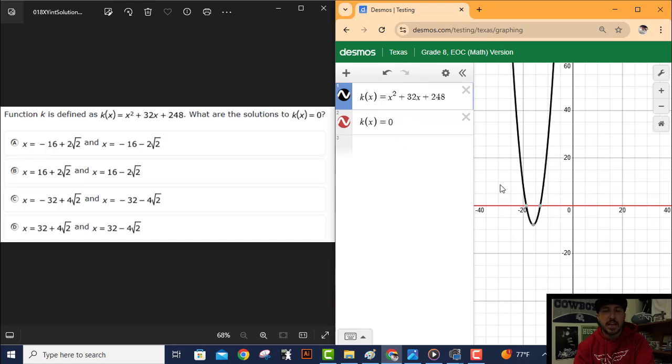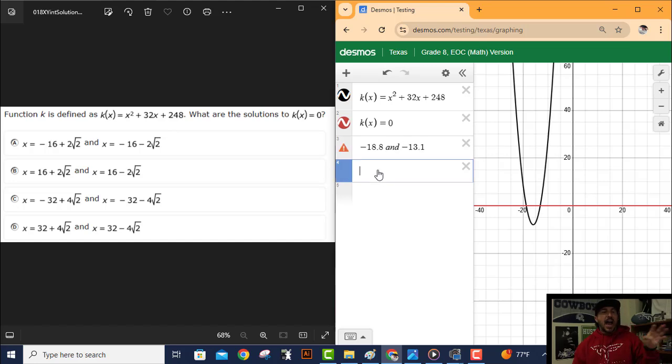Now I'm going to type in choice A, and I'm going to see if it gives me this. Let me write this down so I don't have to remember it. -18.8, and the other guy was -13.1. All right. Now let me type in choice A. How do you type in choice A? You can type in like this: -16 plus 2 square root of 2. Did this give me one of them? Yes, -13.1. I got it.